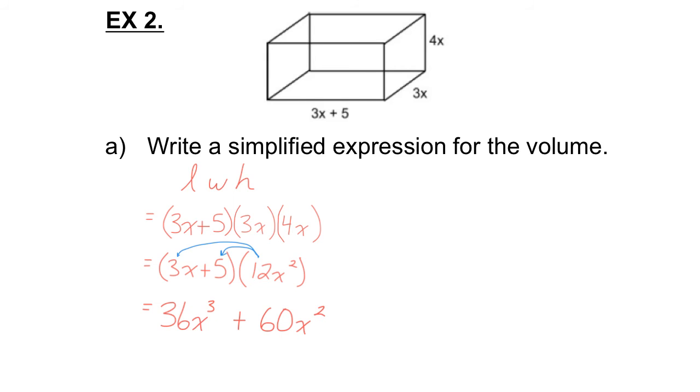Now some people will get into trouble here because they will just start to add these together, and they'll come up with something like 96x to the exponent 5 or something crazy like that. But remember, these are not like terms. This is x cubed, this is x squared. These are totally different things. We can't add them together. So this is as far as we can go when we're asked to simplify.